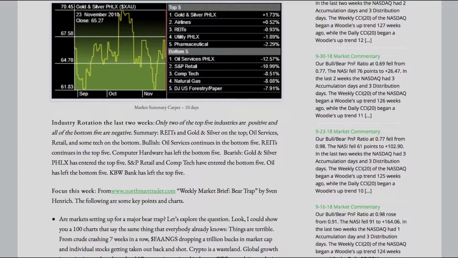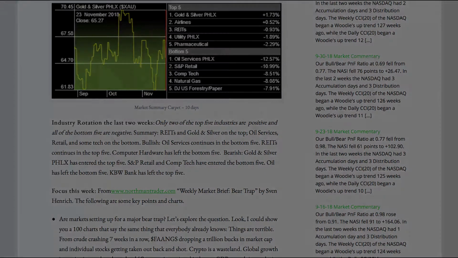Bearish: gold and silver has entered the top 5. S&P Retail and Comp Tech have entered the bottom 5. Oil has left the bottom 5. KBW Bank has left the top 5.